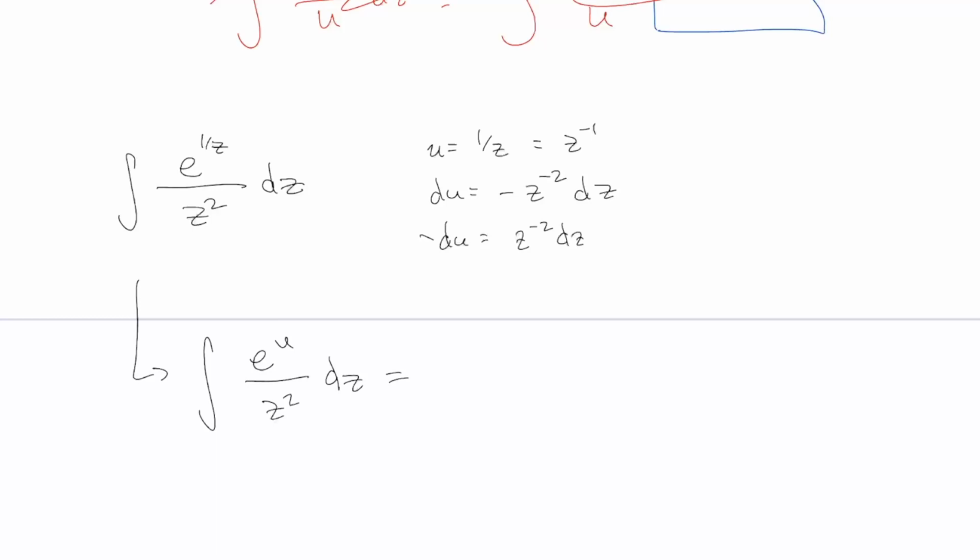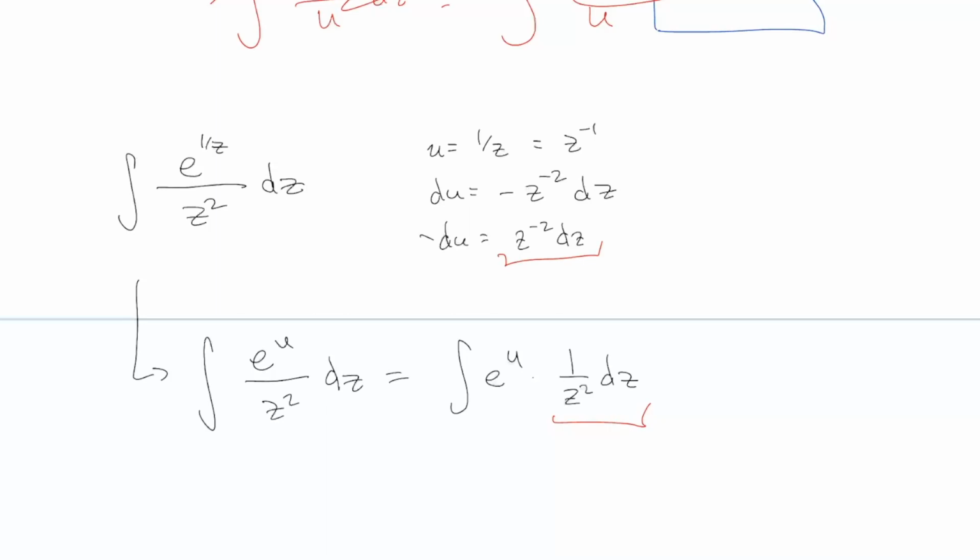As usual, I'm going to separate out the fraction with the u stuff first and then the z stuff. It's e to the u first and then 1 over z squared dz. And this is the point at which I try to match up. I want to see this being the same as that. Are they the same?